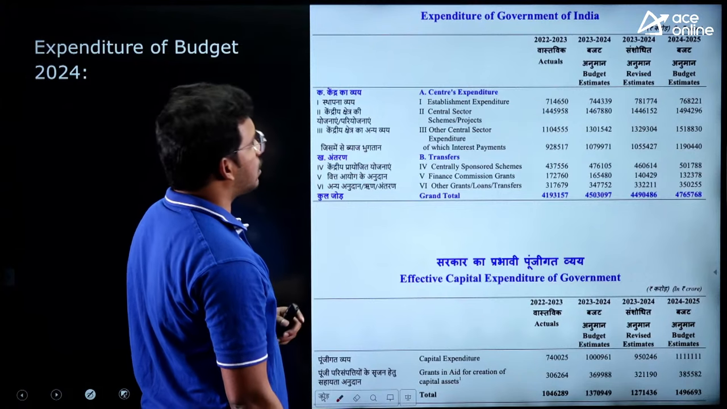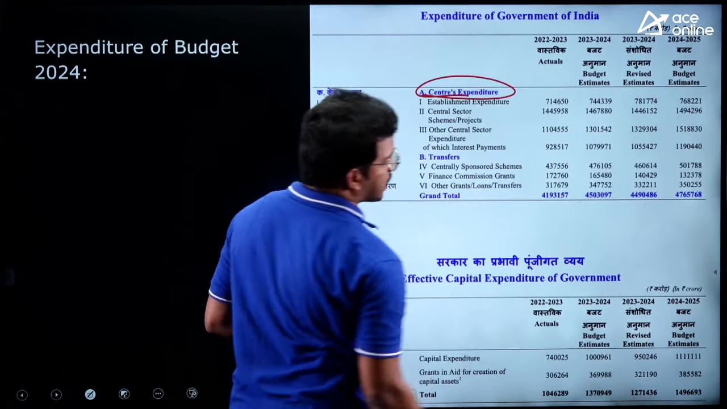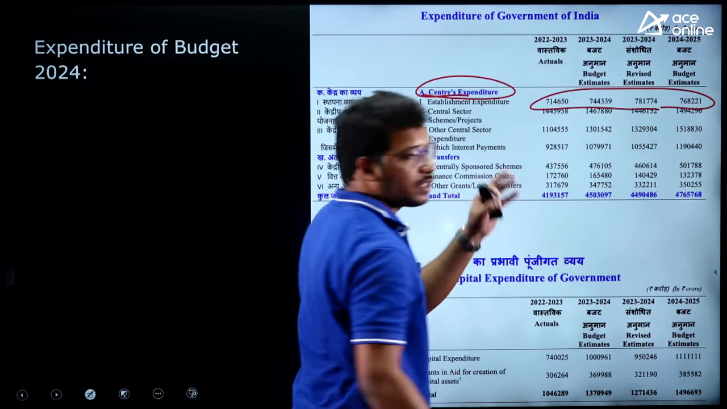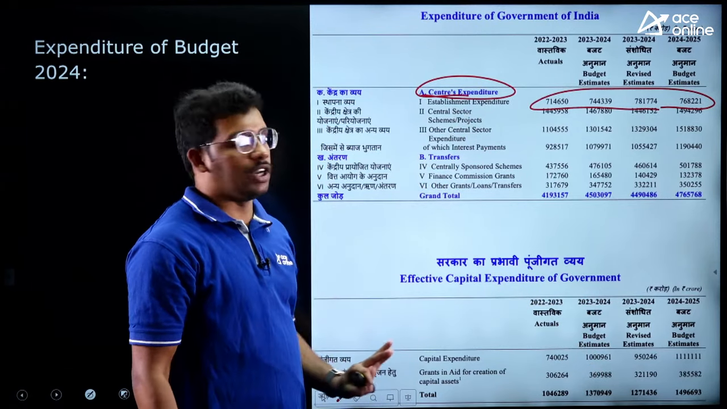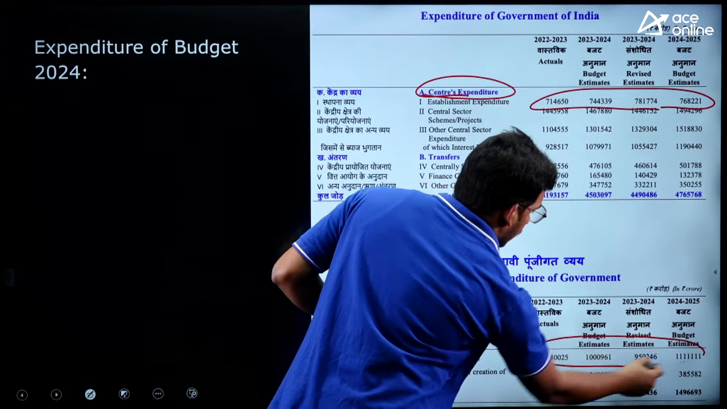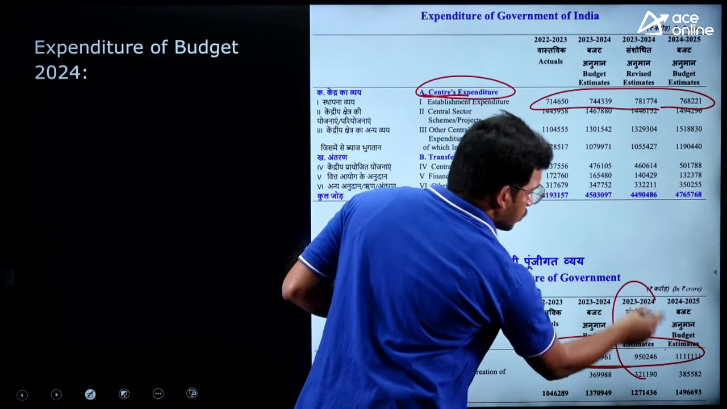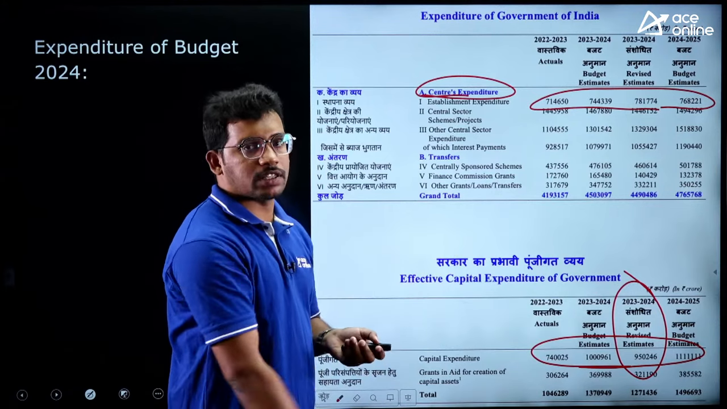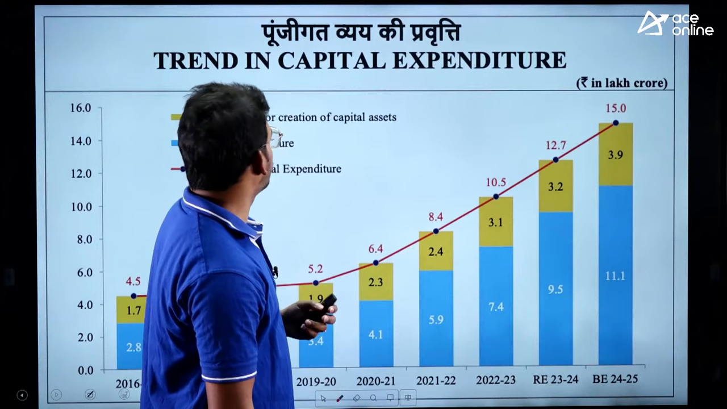These are the expenditures of the government. Here you need to remember the center's expenditure, the central government expenditure. How much money is the government getting, and how much expenditure is the government doing? This figure you also need to remember. Effective capital expenditure, this figure also you need to remember. You can just remember it for 2023-24, that will be sufficient for the exams. The next year's figures are not important until the next year's budget is shown.